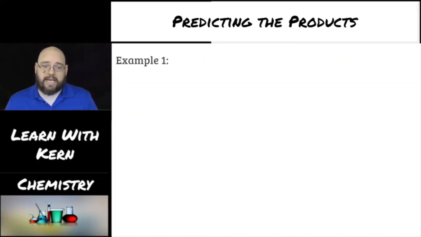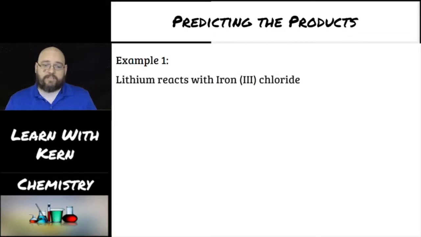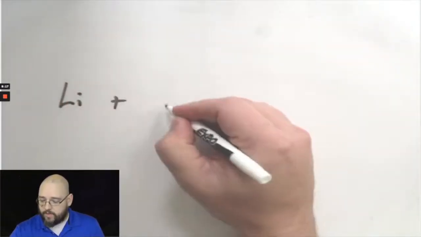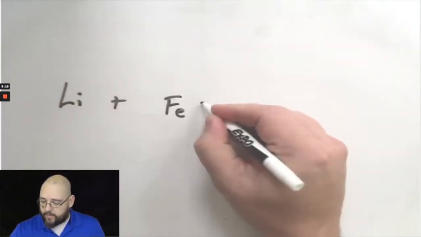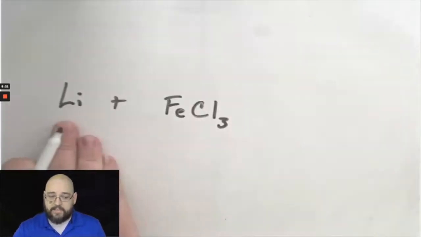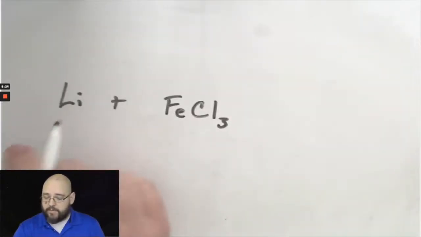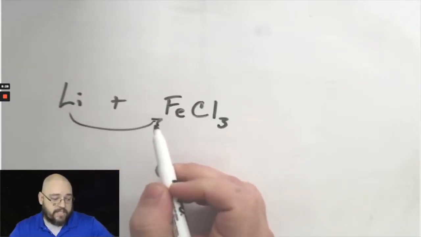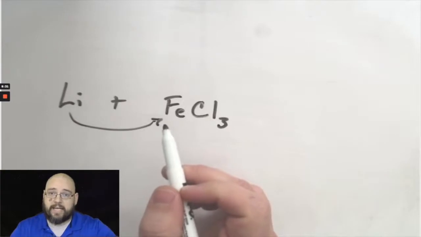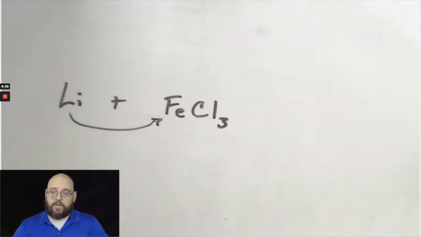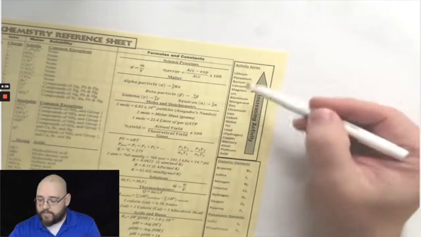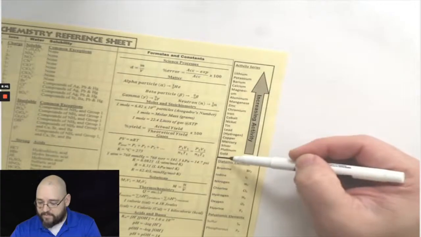So let's look at the first example here. We're going to have lithium react with iron(III) chloride. Lithium is a metal, so it's going to try to replace the metal. It's going to try to replace iron. So the first thing I need to do is look at my activity series. On the reference sheet I gave you, our activity series is over here. The most active stuff is at the top, and the least active stuff is at the bottom.